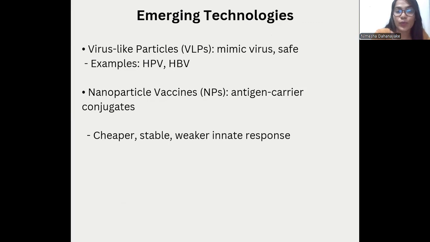Beyond the main types we discussed, there are also some new technologies in development. Virus-like particles, VLPs. These are particles that look like a virus but don't contain any genetic material, so they are very safe. Examples include the vaccines for HPV and HBV. And nanoparticle vaccines, NPs. These use tiny particles to deliver antigens. They are cheaper to make and more stable, but they can sometimes lead to a weaker immune response.